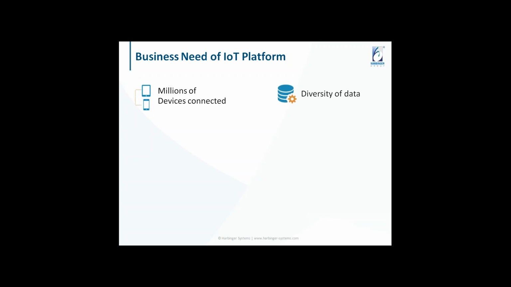Another thing is the diversity of data coming from these millions of devices. Every IoT app is in a significantly different domain. As a result, there is diversity of data collected. So sometimes you have analog data, sometimes you have digital data. So converting this data, interpreting it, and making it appropriate for the business need and useful for decision making is another task.